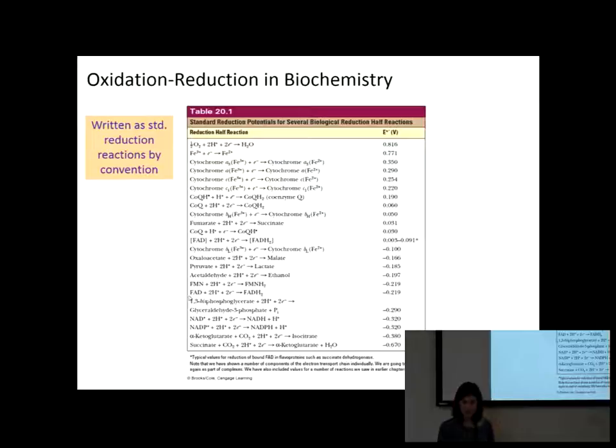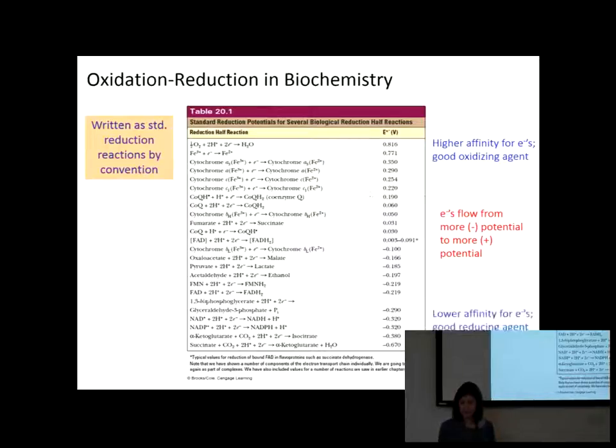So we're going to start down here and climb the ladder, and this is a really important concept, that the environment around that cytochrome, that amino acid sequence around it, causes the standard reduction potential to be different. So again, you want to flow electrons from more negative to more positive. These up here have a higher affinity for electrons. They're a good oxidizing agent. They get reduced easily. These have lower affinity for electrons. They want to release the electrons. Really, that's what I want you to remember.